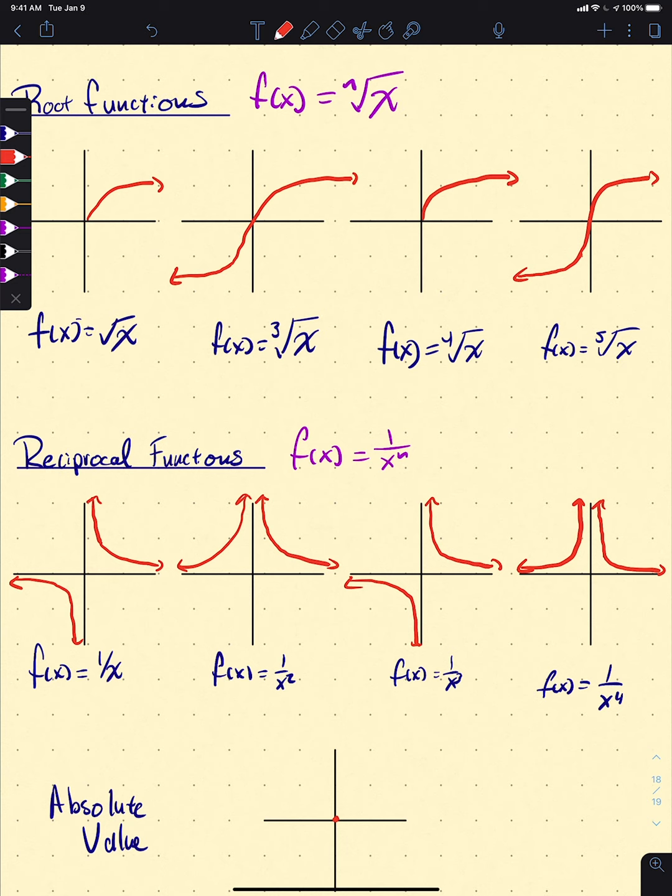The final archetype that just sort of barely makes it in, because we see absolute values a lot, so it deserves to be mentioned here. We've already graphed this. It looks like this, where you have a line like that, going up and to the right and up and to the left on each side.